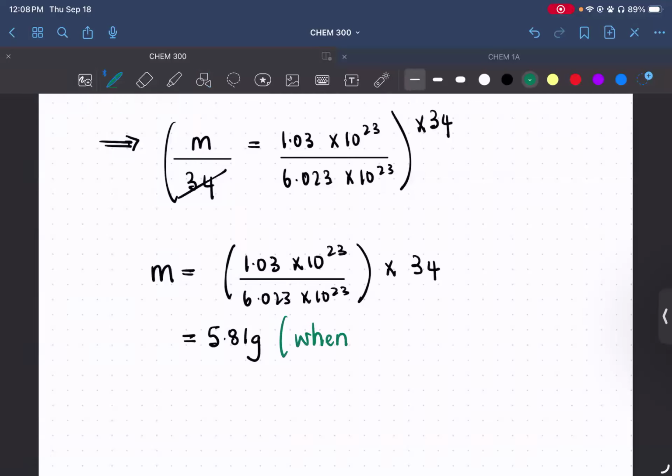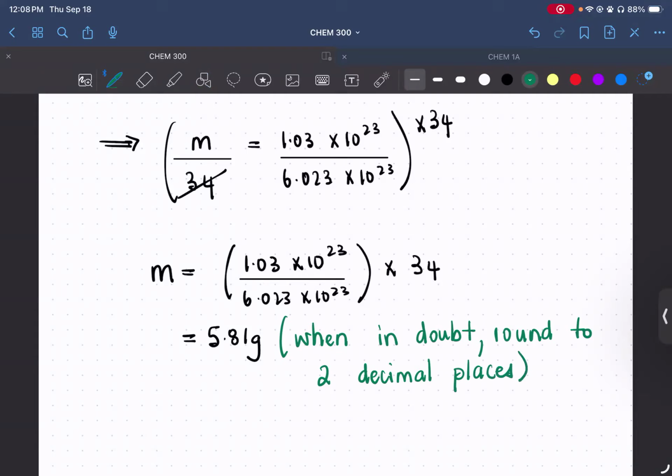When instructions aren't specified, it is common practice to round to 2 decimal places. Meaning nowhere in this question did I specify anything about significant figures or the like. So just for simplicity, we will leave our final answer to 2 decimal places. So when in doubt, round to 2 decimal places.